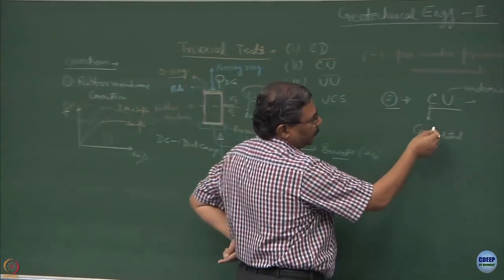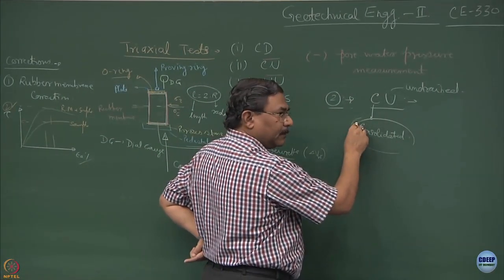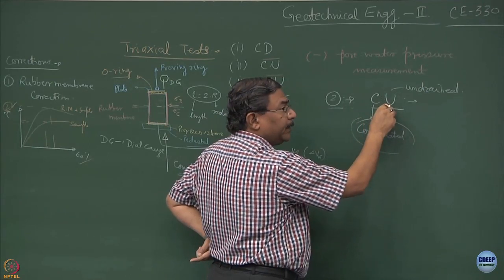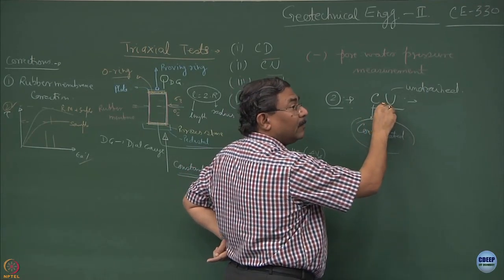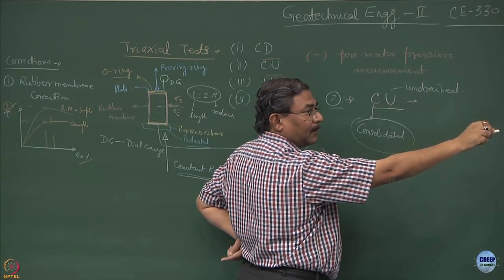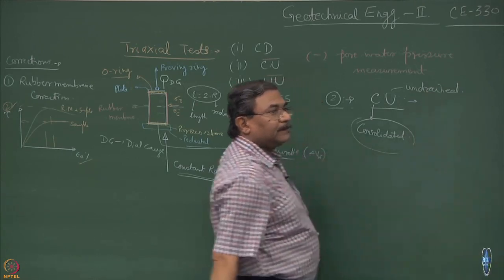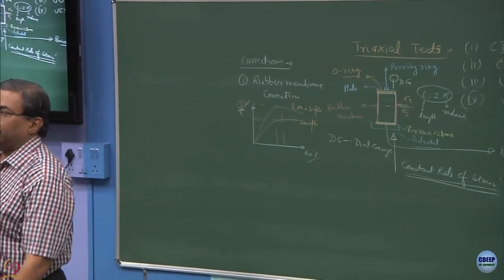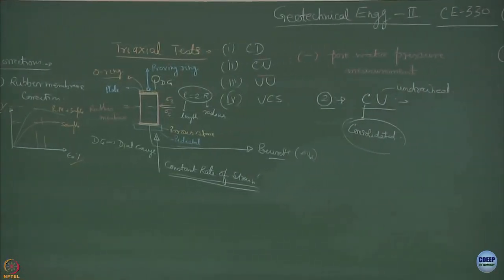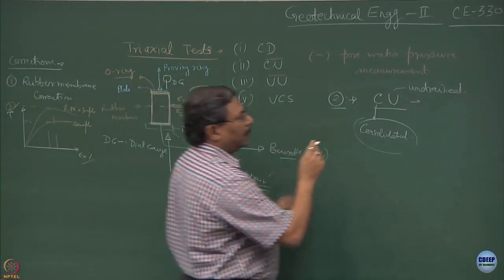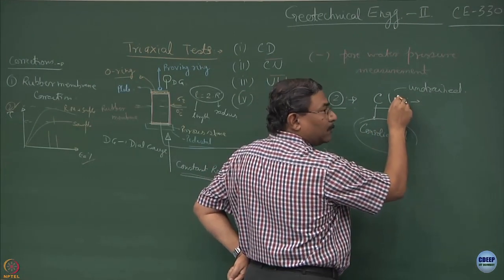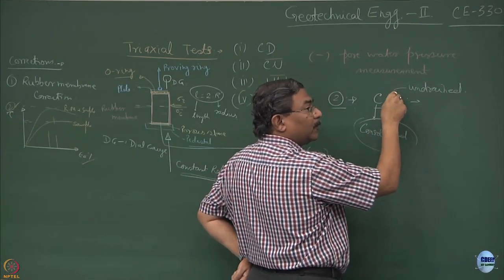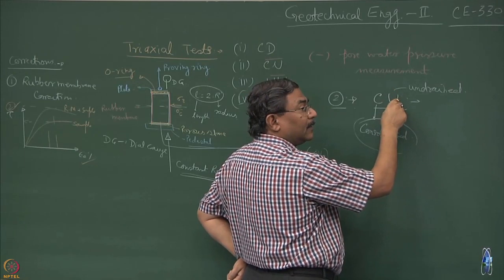You are allowing the sample first to consolidate at a certain sigma c, but you are shearing it at a very, very fast rate of shearing, like an earthquake. There is no time for the material to understand how it has to behave, clear? So, the fast testing is allowed to study the response of systems which are not going to consolidate during their lifetime.